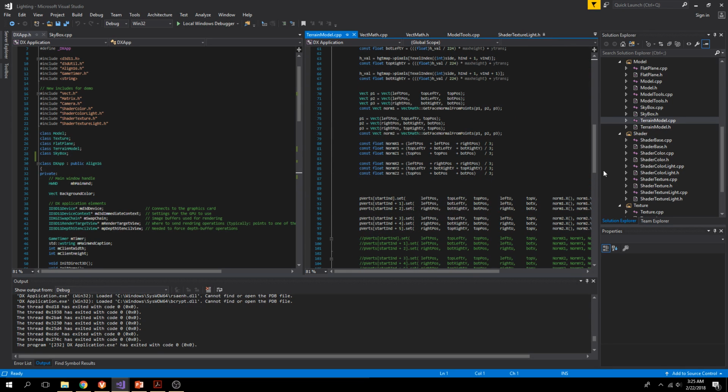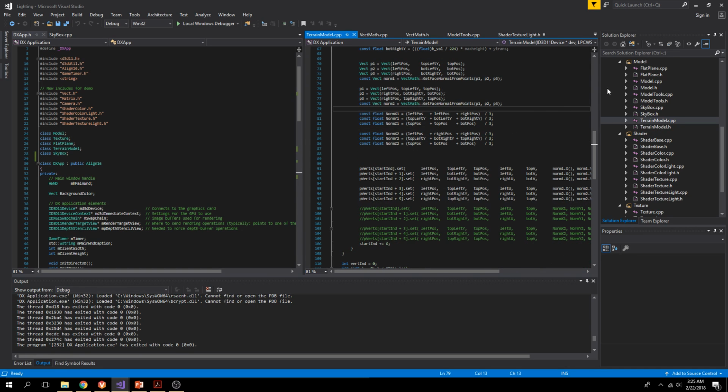So like I said, I was running into some problems setting up the shader light texture. But yeah, that's all I have.